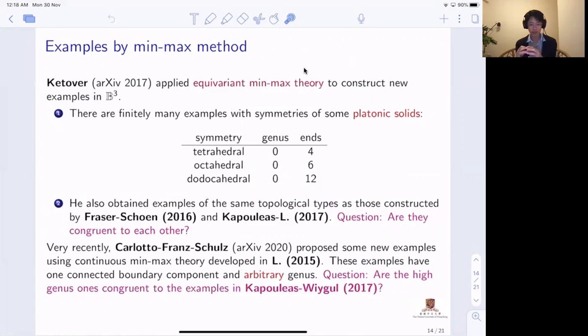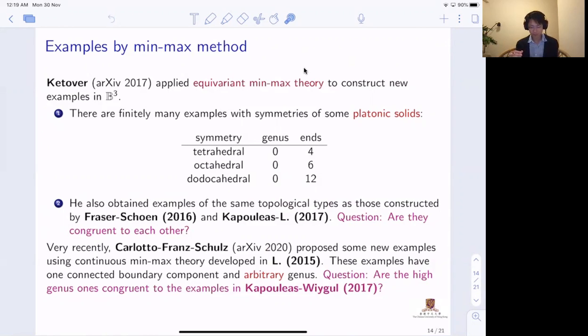So next, a very recent paper by Carlotto, Franz, and Schulz appeared on arXiv this year. They used a continuous min-max theory developed by myself in 2015, and they seem to have constructed new examples which have only one connected boundary component and have arbitrary genus. So this genus here can be very small. Okay, so this is a very interesting paper.